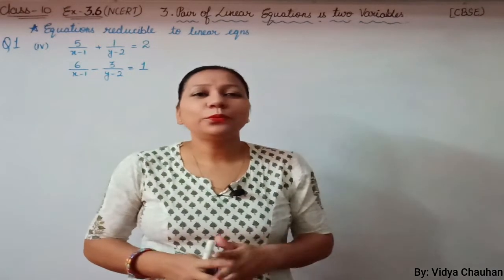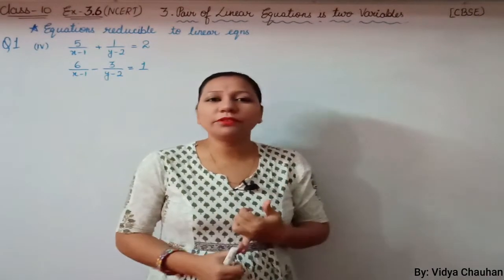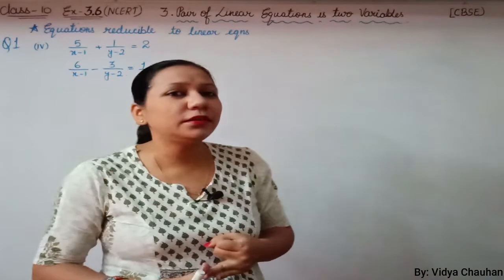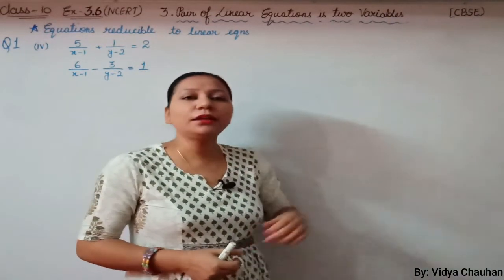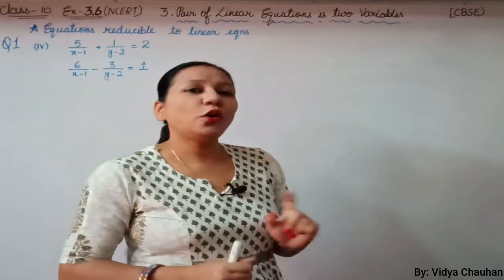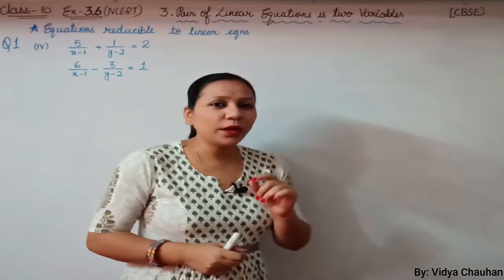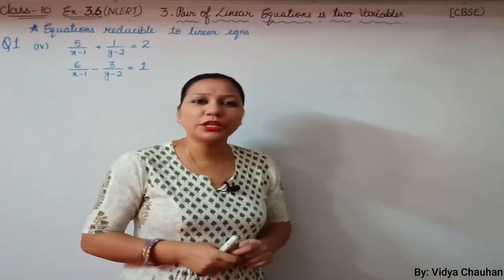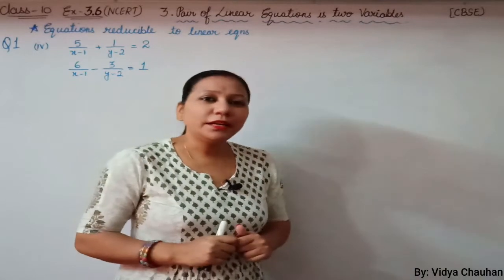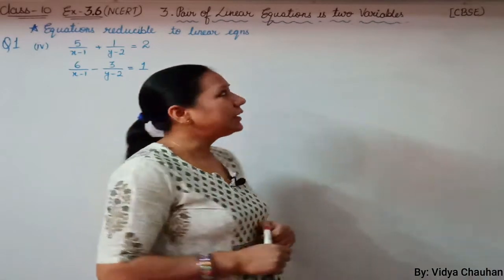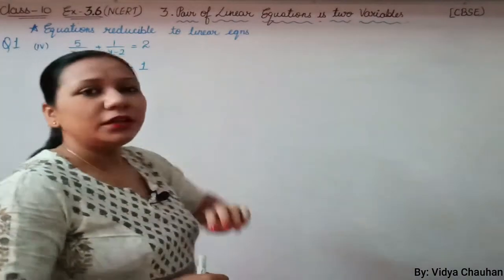Now students, in our previous lectures we have already discussed the graphical method and the algebraic methods, that is substitution, cross multiplication and elimination. Also we have done how to find the value of k. Now there is one more different form of question which is always there in your board exams related to this chapter, and that is equations reducible to linear equations.